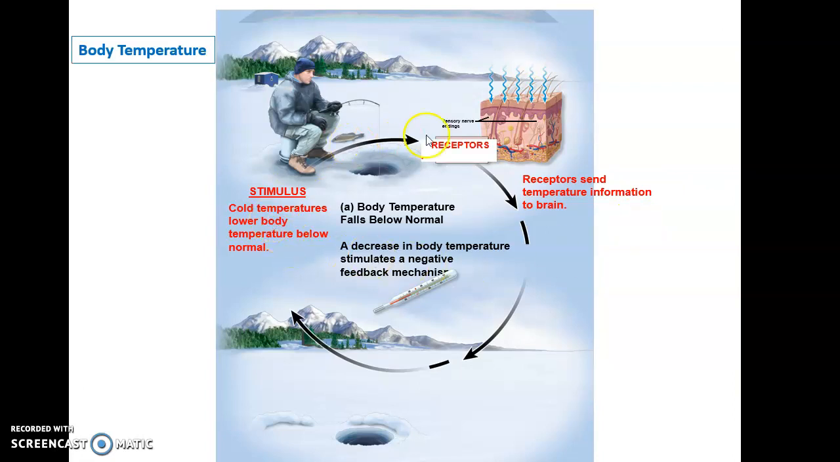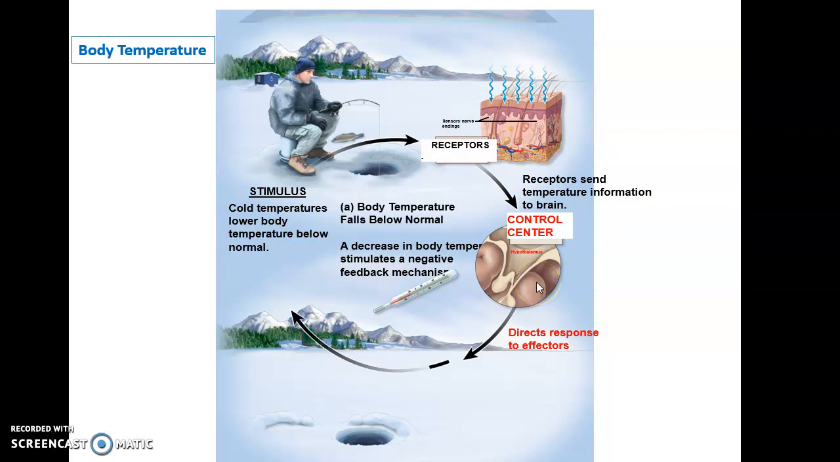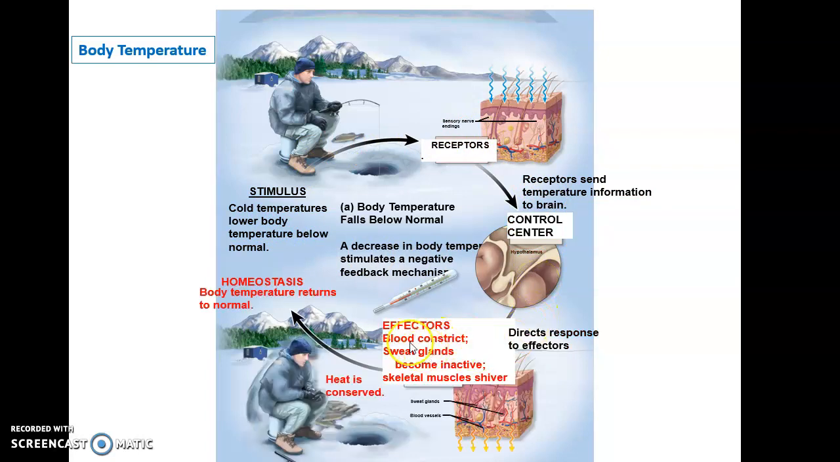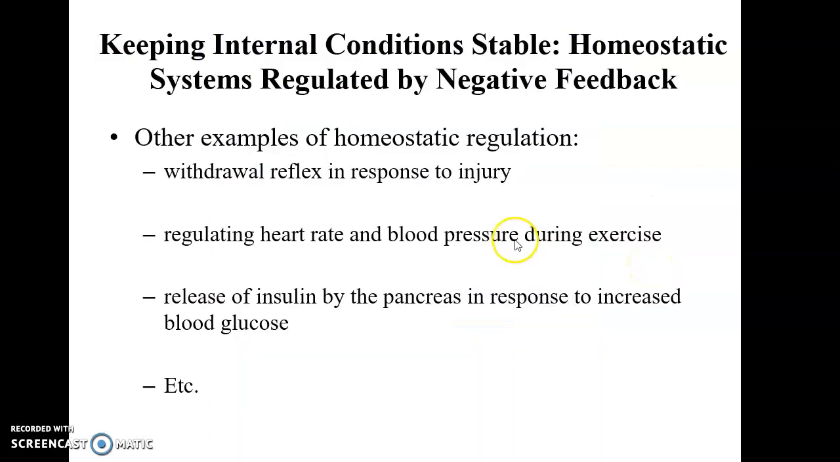So again, body temperature is too cold. Receptors detect this. Control center says, whoa, body's getting too low. Need to do something. And in response, sweat glands become inactive. Less blood travels to the skin, and skeletal muscles shiver, contract, and generate heat, returning the body temperature to a normal level, ideally. And there are other examples. The withdrawal reflex, say you touch something that injures you, regulating heart rate, regulating blood pressure, release of insulin in response to glucose levels. There's a lot of homeostatic regulation in the body.